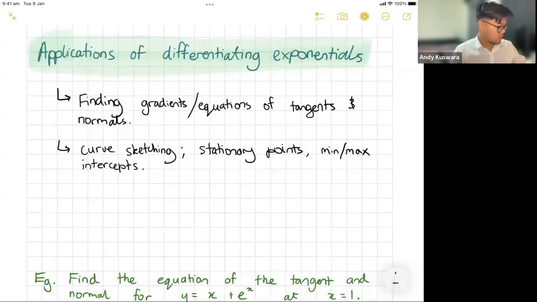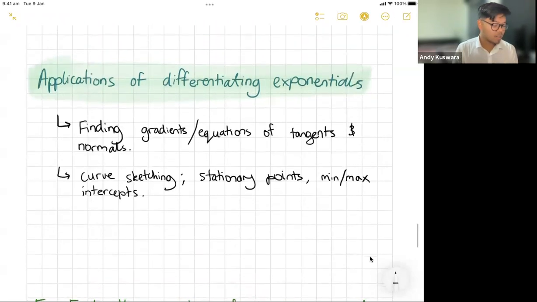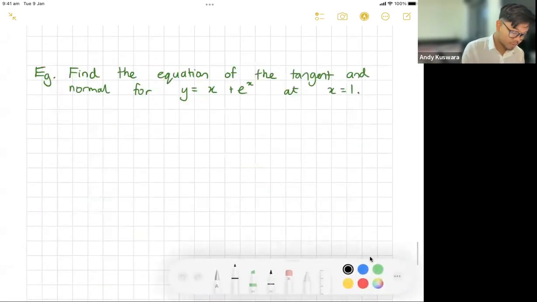Today we are looking through applications of deriving exponentials. So we've just learned how to derive exponentials. And so when we talk about the applications, essentially we're just talking about finding gradients or equations of tangents and normals. And one of the applications of differentiating is curve sketching. So things like stationary points, min, max, intercepts, sometimes even domain and range, all that kind of stuff. So we're just going to go through a couple of examples, and I'm going to do my best to kind of zoom through them.